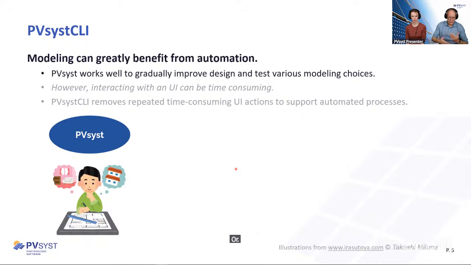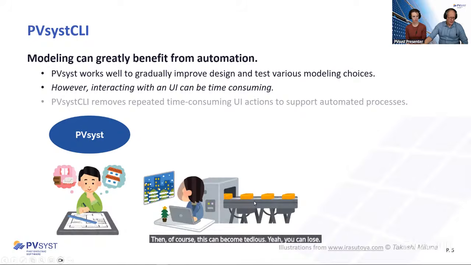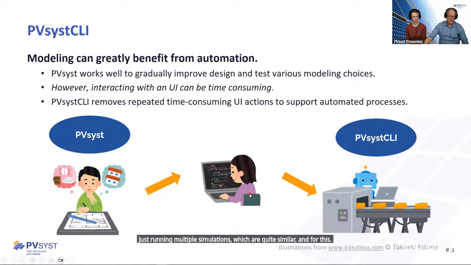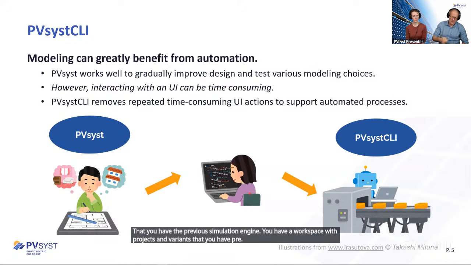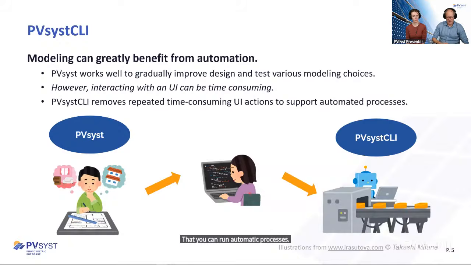Or if you want to explore different locations for your system, which is fixed, then of course this can become tedious. You can lose a lot of time just running multiple simulations which are quite similar. And for this, PVsyst command line interface comes in handy, because this will allow you to automatize the running of PVsyst simulations. The idea is that you have the PVsyst simulation engine, you have a workspace with projects and variants that you have prepared, but you can run automatic processes, automatic simulations on that.